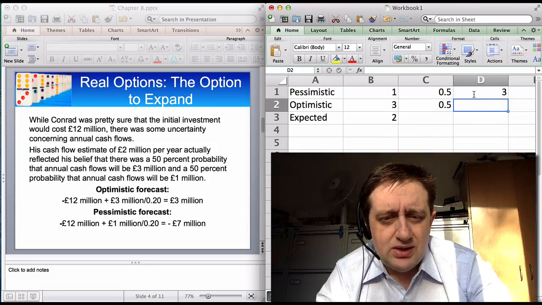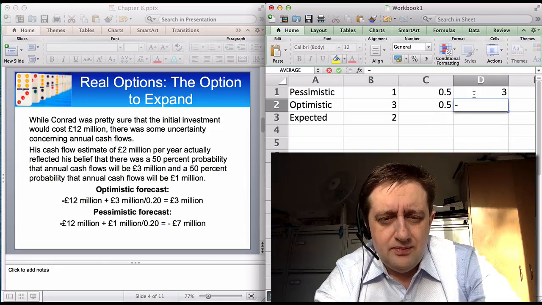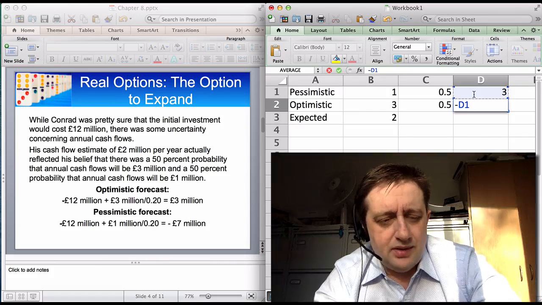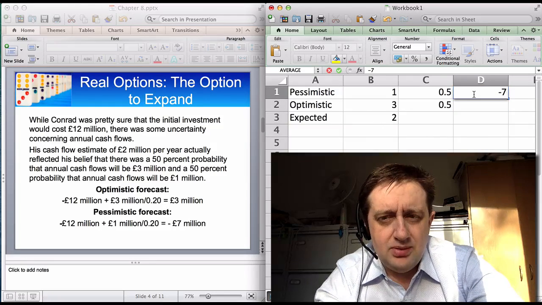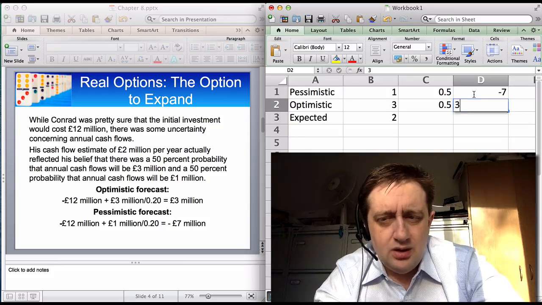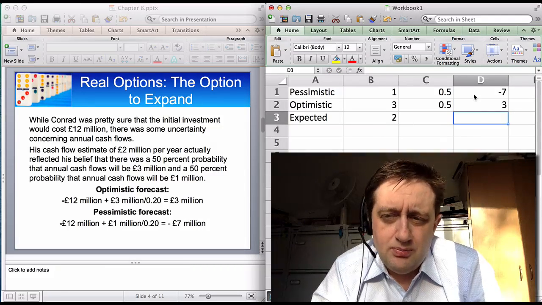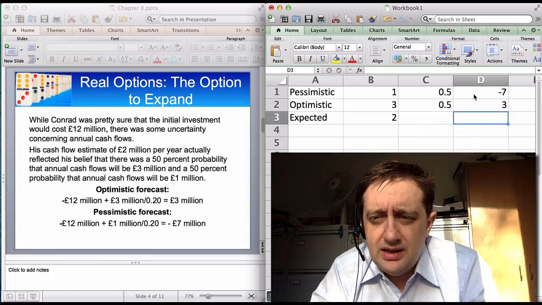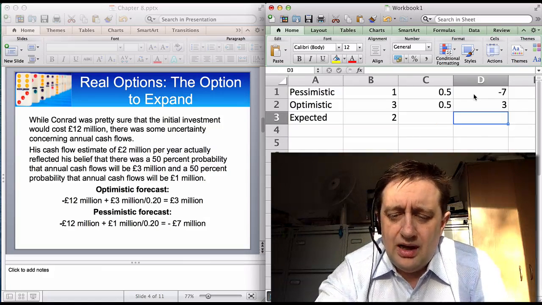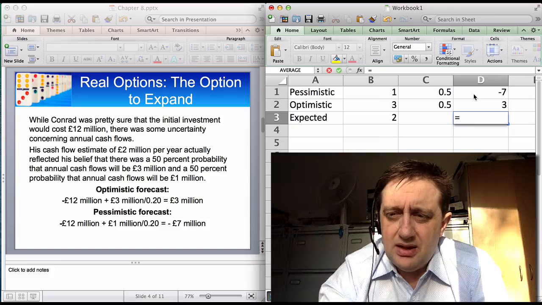Now, you might say, well, okay, does this really help us? Because if the pessimistic forecast NPV is -7 and the optimistic forecast is 3, given that both outcomes are equally likely to happen, then what is the expected NPV?